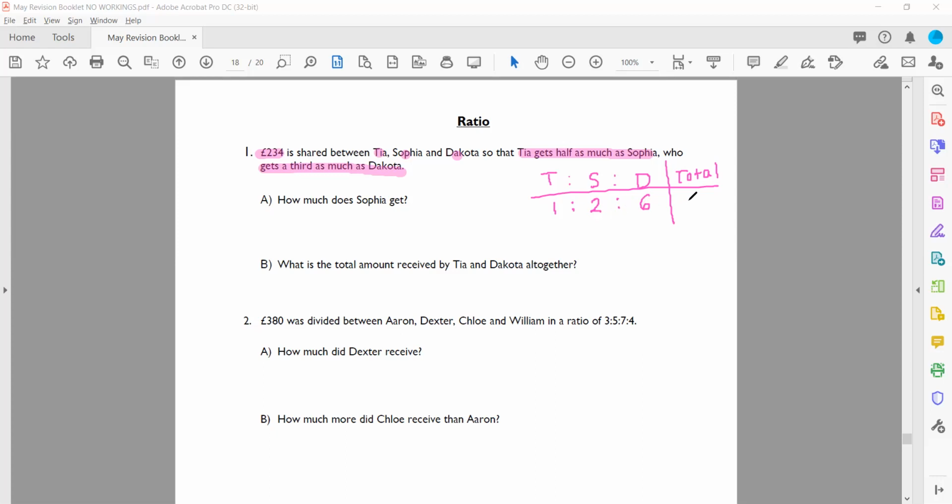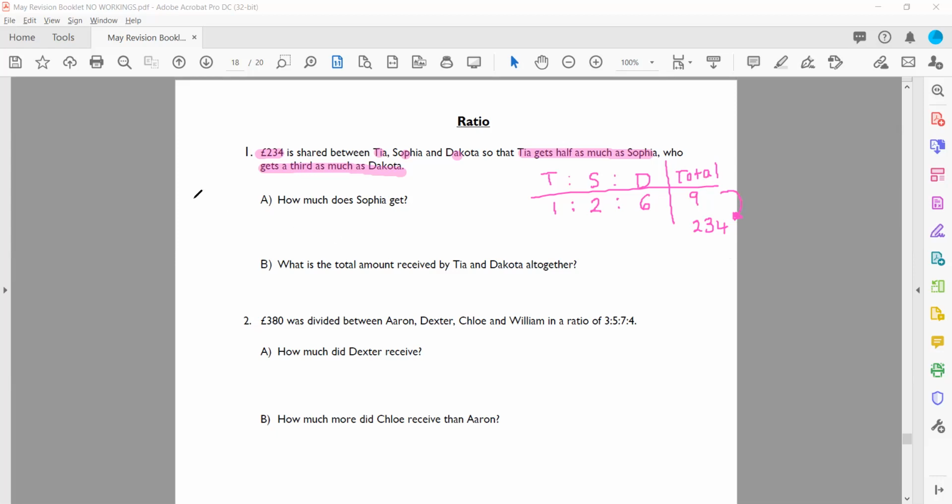And if we add those together, we have a total number of shares of nine. So the money is shared into nine sections, if you like. And we have the total amount of money, which is £234. You would then need to work out how many times nine will go into 234.